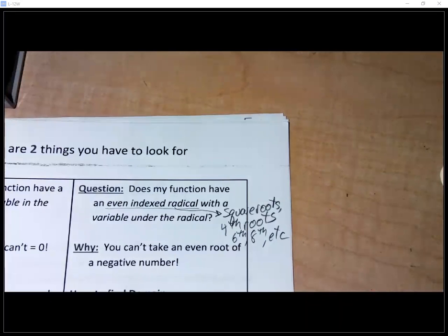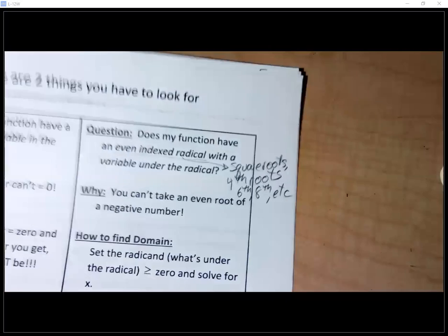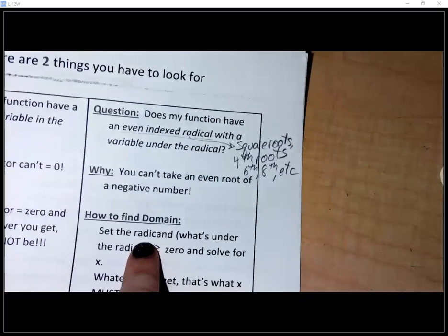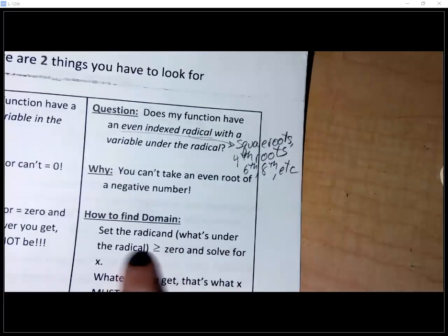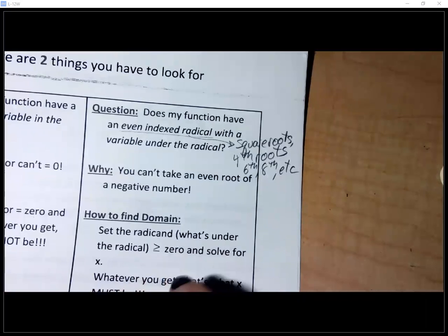All right, so what do we do about that? What if I do have the square root of something? So I can take the square root of 0 though, can't I? Yeah, you can take the square root of 0, that's no big deal. But I just can't take the square root of a negative number. So here's what we do. We're gonna take whatever is under that radical sign, the radicand, right? What's under the radical, and I want to make that greater than or equal to 0. And then I'm gonna solve for x. Whatever you get, that's what x must be. Because those are the only things that are going to give me values that I can have under my radical.